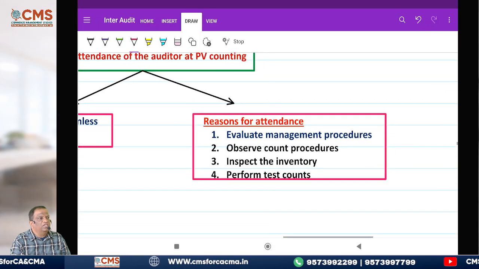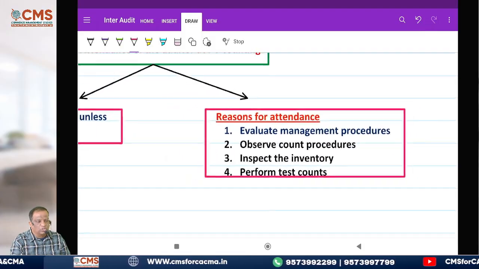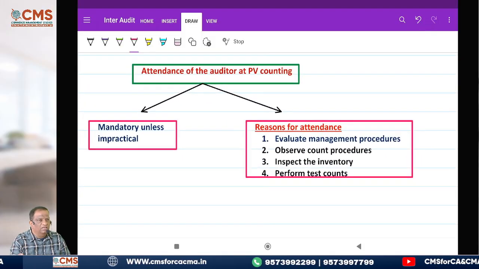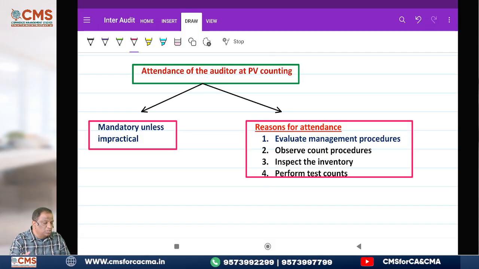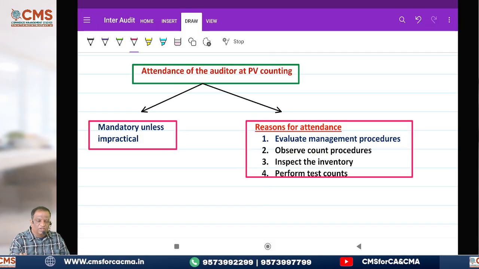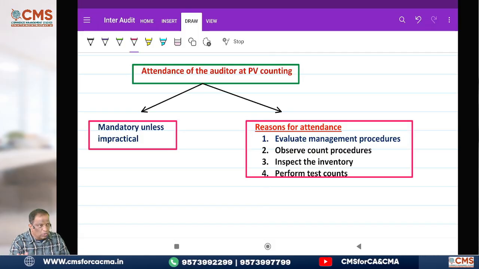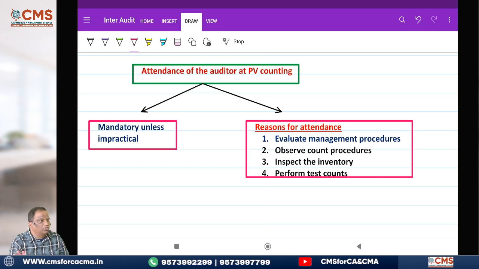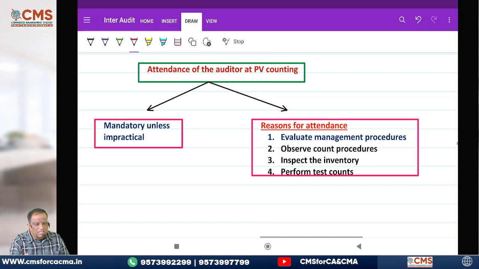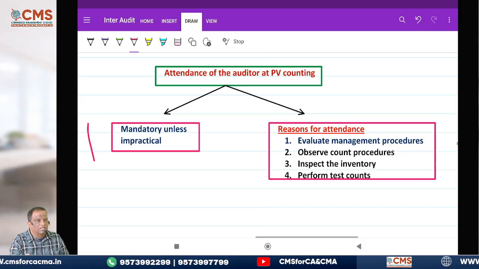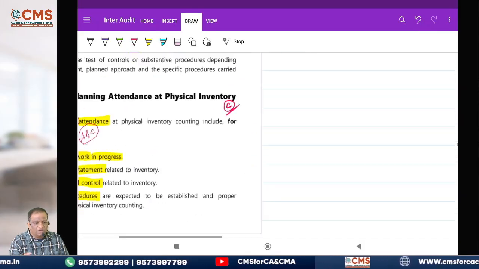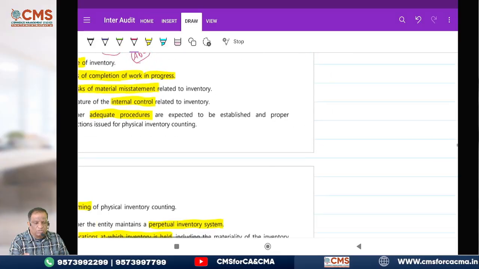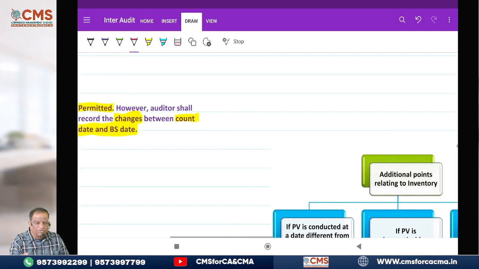Then why should he attend when the management is doing it? He should still attend to evaluate the management procedures and observe the count procedures, how they are doing it. If required, even perform test of controls and inspect the inventory for its condition. These are the reasons why the auditor's attendance is still mandatory, unless it becomes impractical. So that is the point that we talked about.